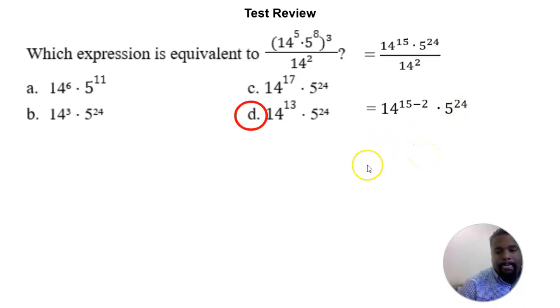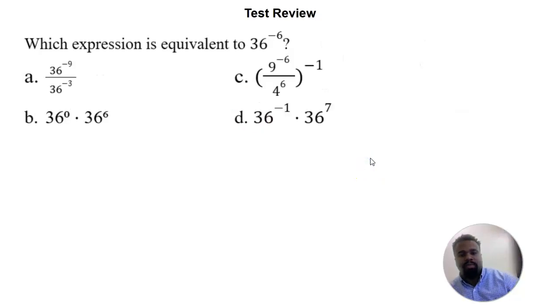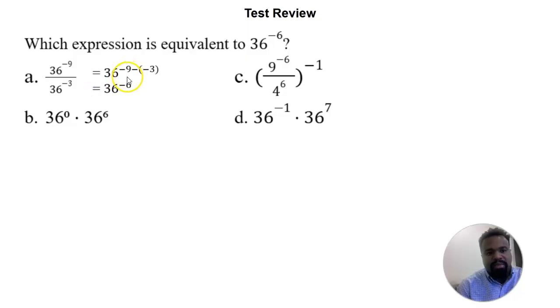Okay. Let's look at this one. Which expression is equivalent to 36 to the negative 6th power? Let's see which one of these will give us 36 to the negative 6th power. If you look at A, 36 to the negative 9th over 36 to the negative 3rd, this is the quotient of powers property, so we subtract our exponents. This would be negative 9 minus negative 3, which gives us 36 to the negative 6th power.